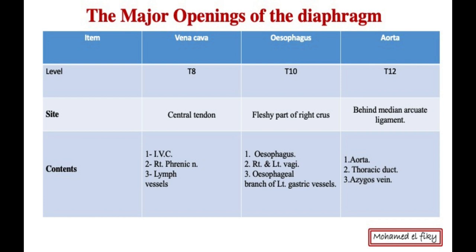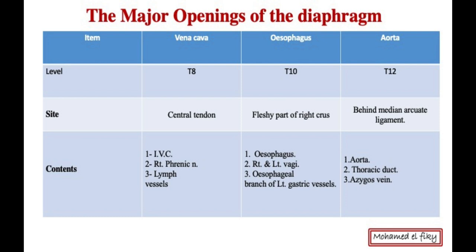Side. Answer. Side: the vena cava is at the central tendon; the esophagus is at the right fleshy part of the crus; and the aorta is behind the median arcuate ligament.